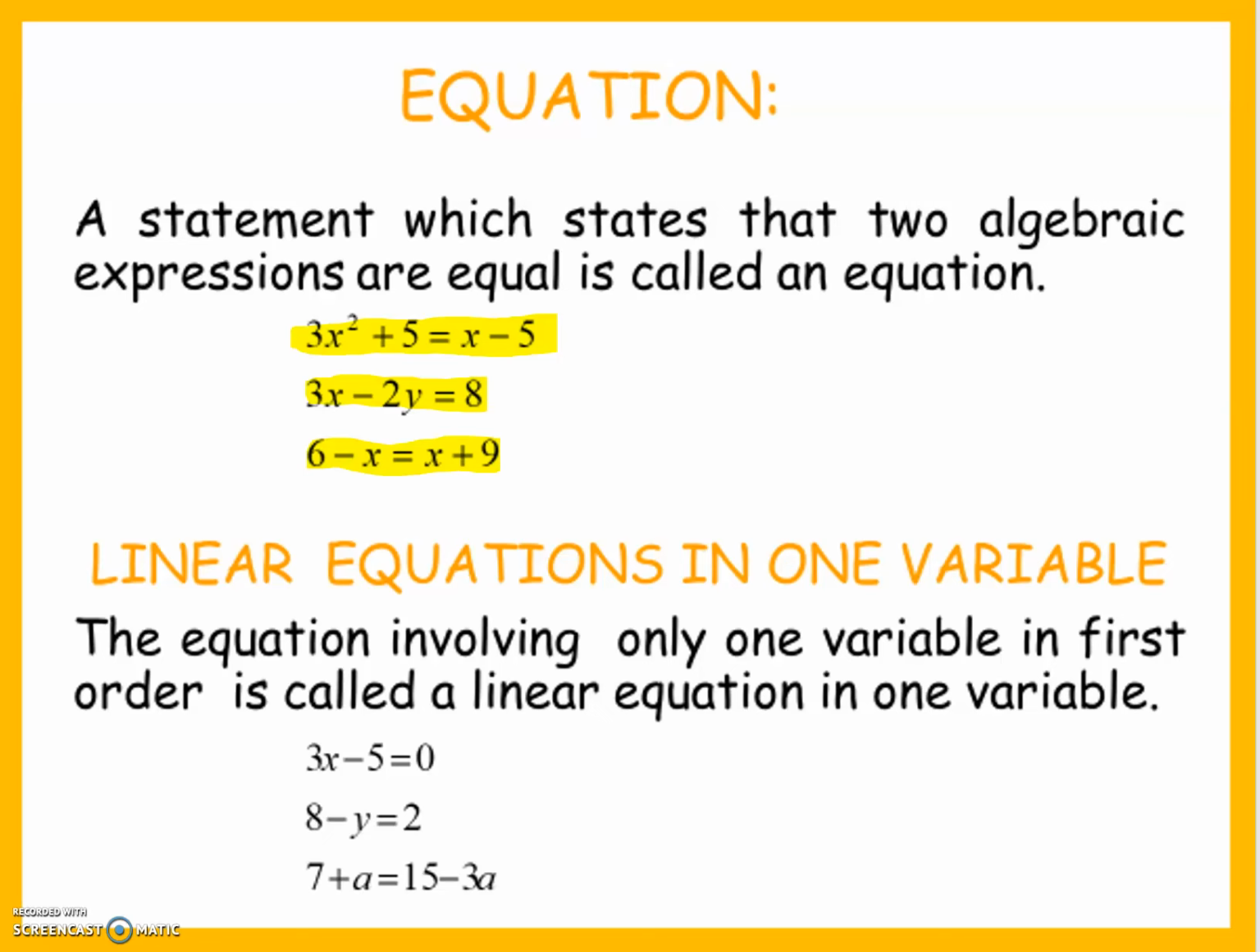We have only one letter in the first order. This is a linear equation in one variable in the first order. We can also see other examples at the bottom of the slide, like 3x minus 5 equal to 0, or 8 minus y equal to 2, or 7 plus a equal to 15 minus 3a.